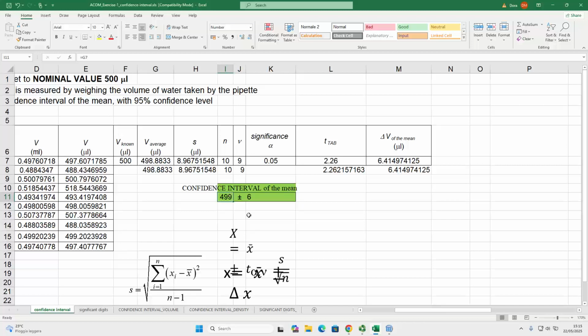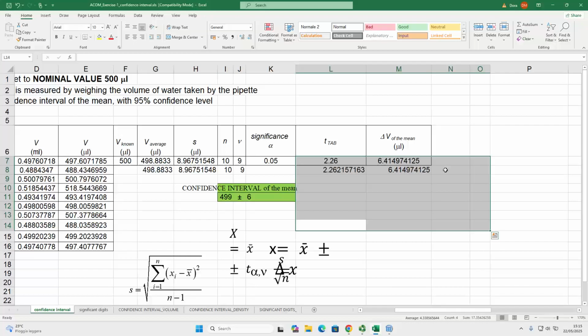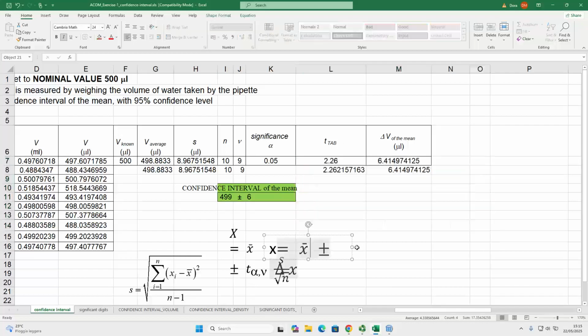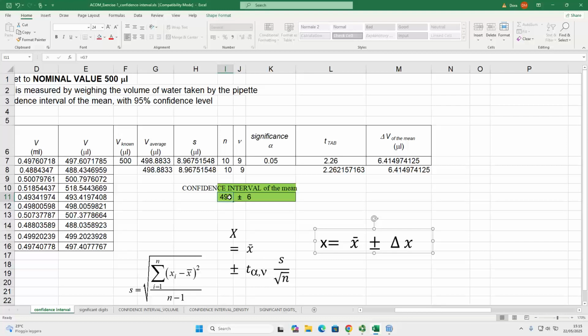So I have obtained 499 plus minus 6. I will explain again significant digits, but now we want to understand the meaning of this. Sorry, I have moved this formula. Okay. So let us interpret this result.